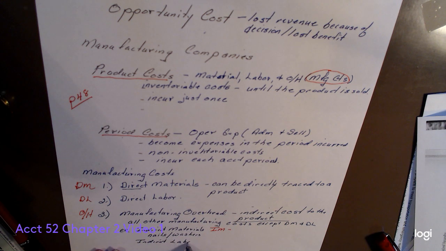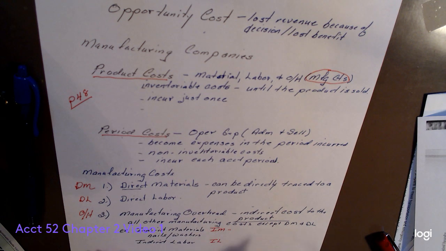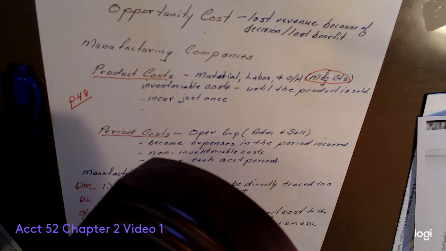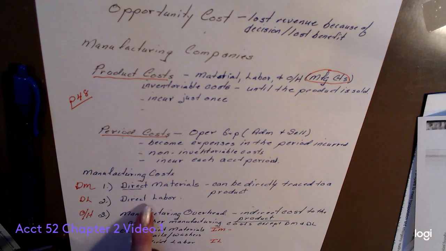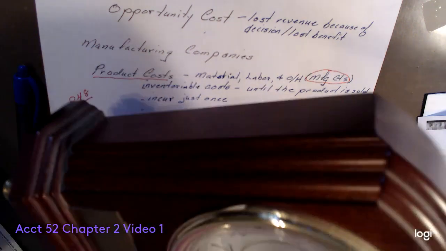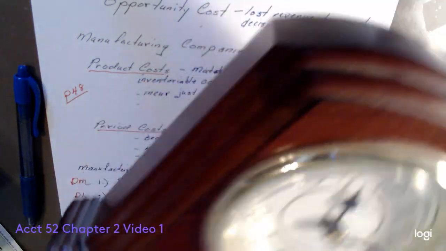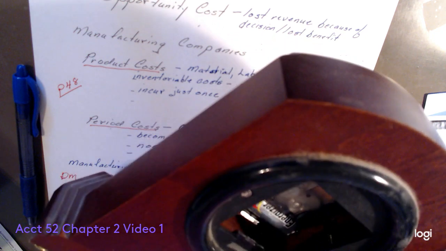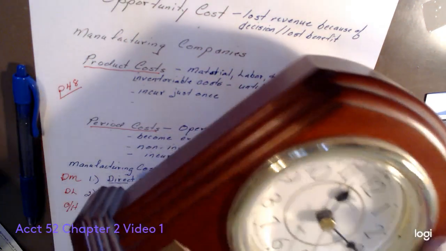And so we also have indirect labor as part of our manufacturing overhead. Again, when we look at my clock, maybe it takes someone to take a piece of wood and cut out the shape of my clock, and that person is probably a direct labor person for the clock. When we look at the motor that's in the back of it, the person who put that together, that's going to be a direct labor cost as well.